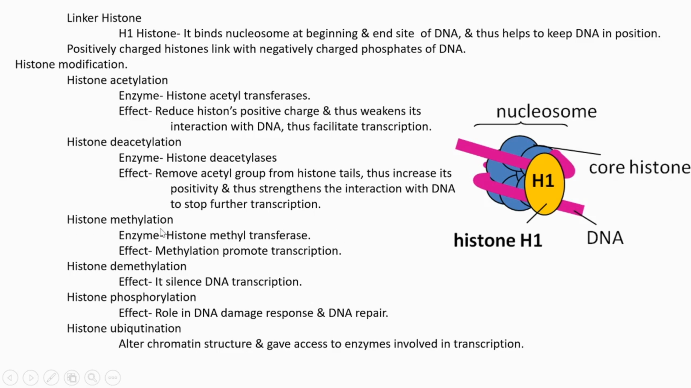Then histone methylation. Histone methylation is done by the enzyme histone methyltransferase, and the effect of that methylation is that the interaction gets weakened. As the interaction weakens, transcription can start very easily. Then histone demethylation is the antagonist of this one.